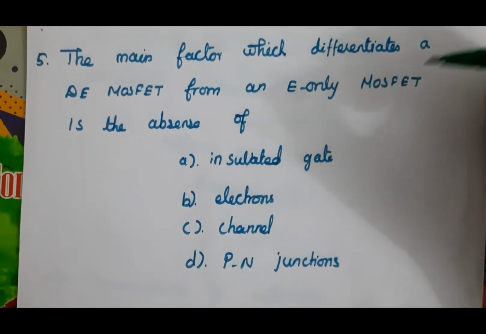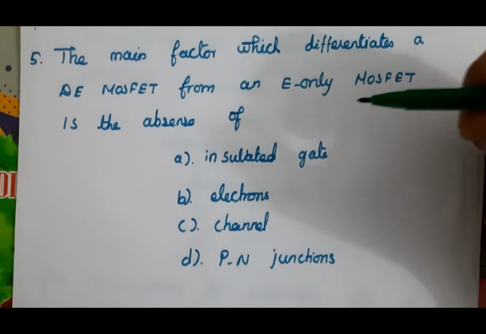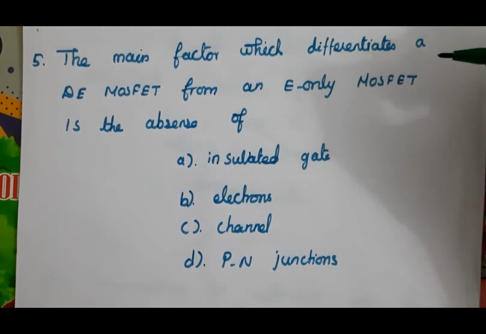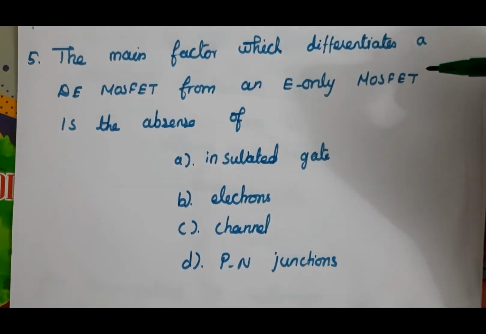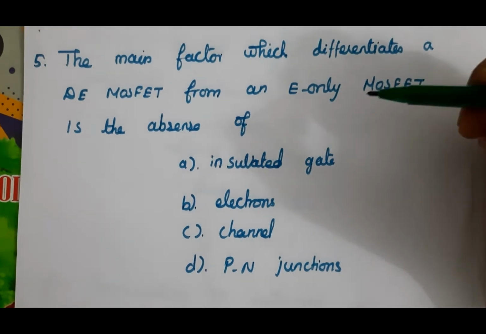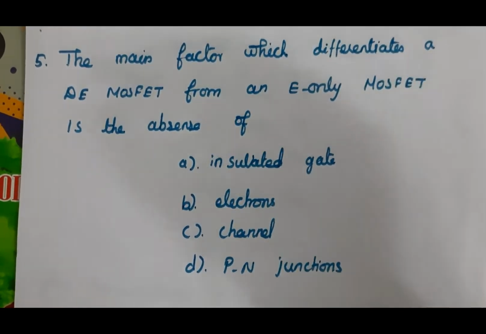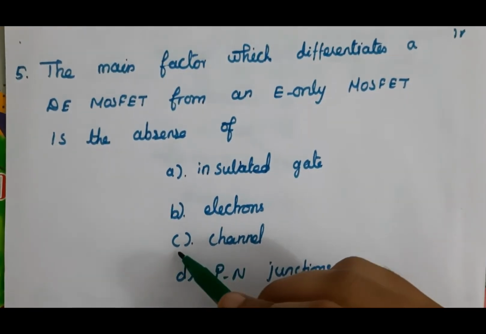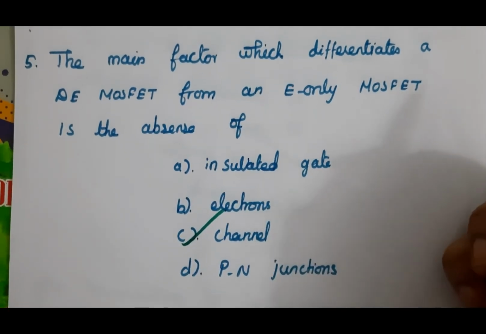And fifth question, the main factor which differentiates the depletion MOSFET from an enhancement only MOSFET is the absence of. And in depletion MOSFET, there is a channel existing between source and drain. And in enhancement only MOSFET, there is no channel between source and drain. So the difference between depletion MOSFET and enhancement MOSFET here is the absence of channel. So here the answer is C, channel.